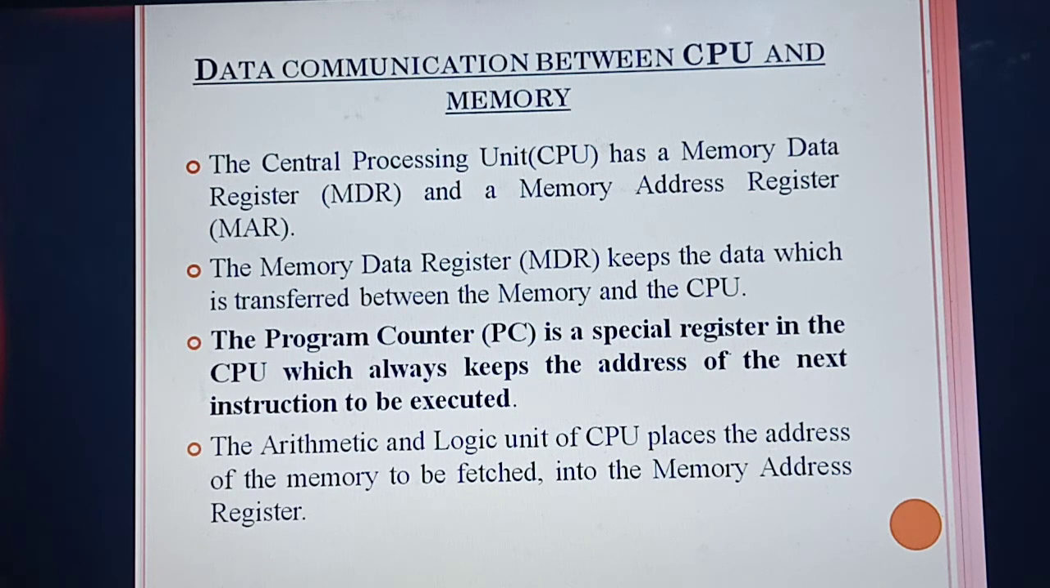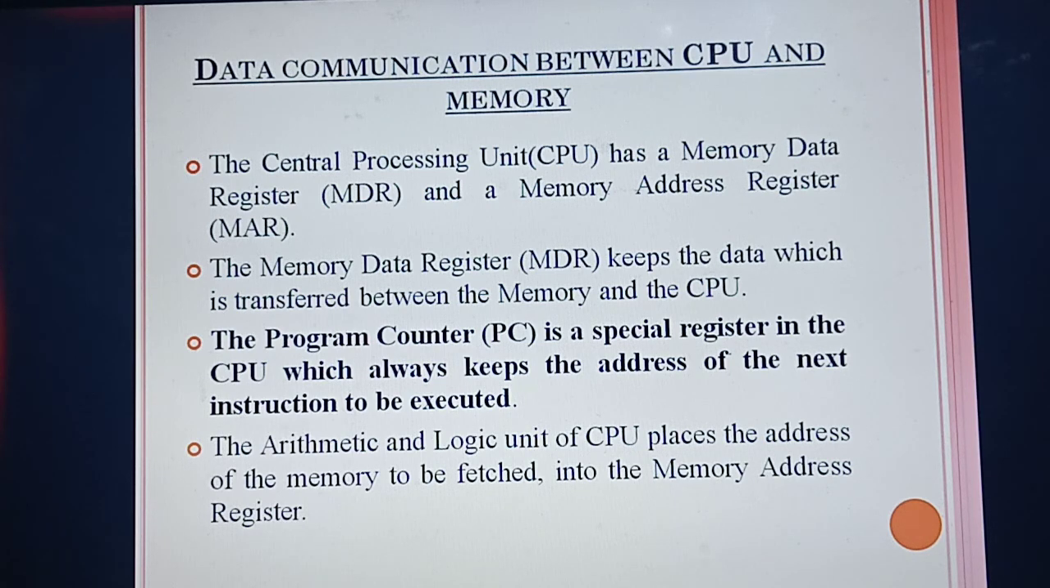So what are the things you have studied? The CPU has 2 types of register. What are they? MDR and MAR. What's the use of MDR? MDR always keeps the data transfer between the memory and CPU. Then program counter always has the address of the next instruction to be executed. Then MAR has the memory address from the arithmetic and logic unit, from which memory you are going to fetch. Understood?